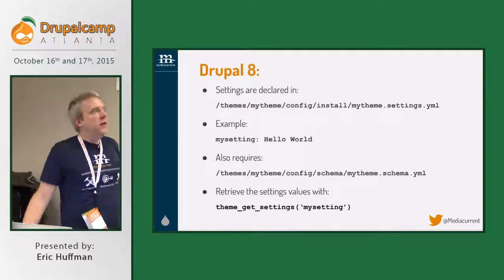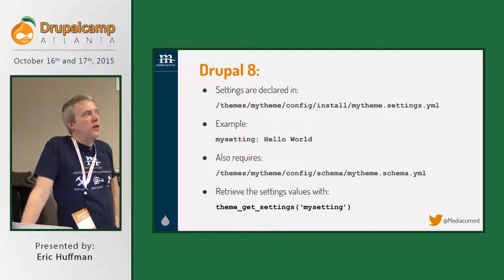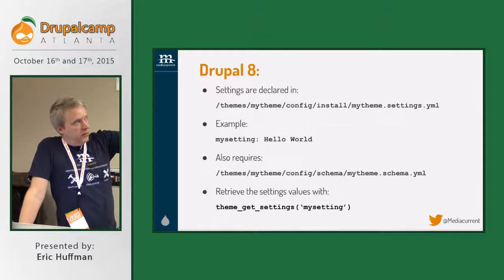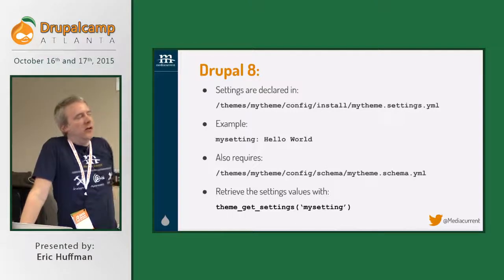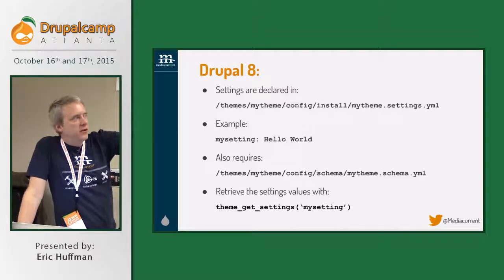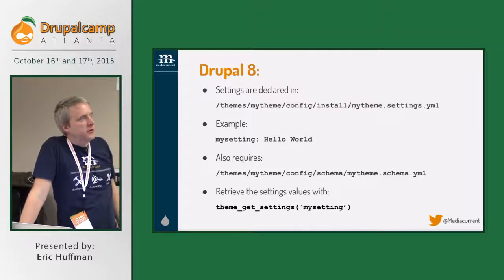In Drupal 8, it's a little bit different. Your settings are not actually included in the info YAML file. It's not just one file where everything's included, your regions and everything else. You actually have to create a second file that lives under the root level themes directory, your theme, config, install, and then the name of your theme, and then the settings.yml. And then to create your settings, that's the straightforward YAML syntax there.